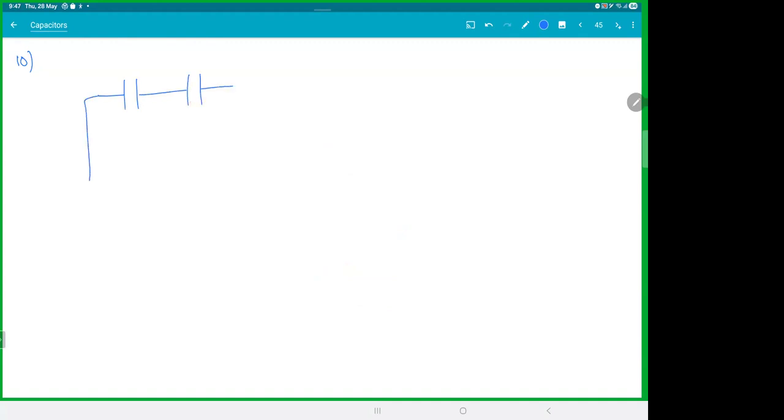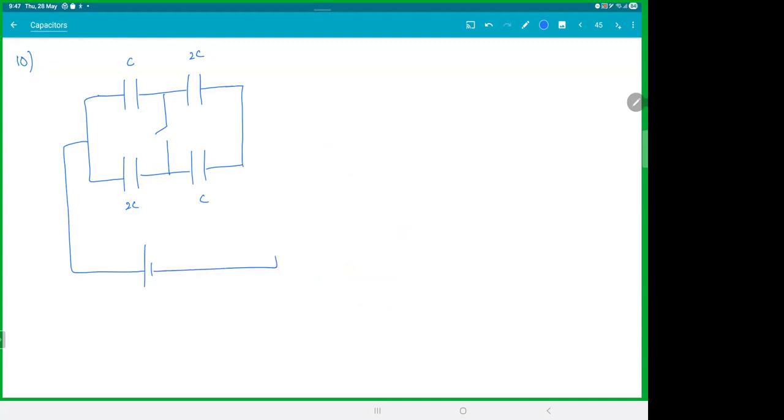So let's say we have four capacitors with a switch between them. This is C, this is 2C, this is 2C, this is C. Be careful, this is not Wheatstone bridge. There is no capacitor in the middle. This is voltage V. This is your switch. First question, find C equivalent before and after closing the switch.